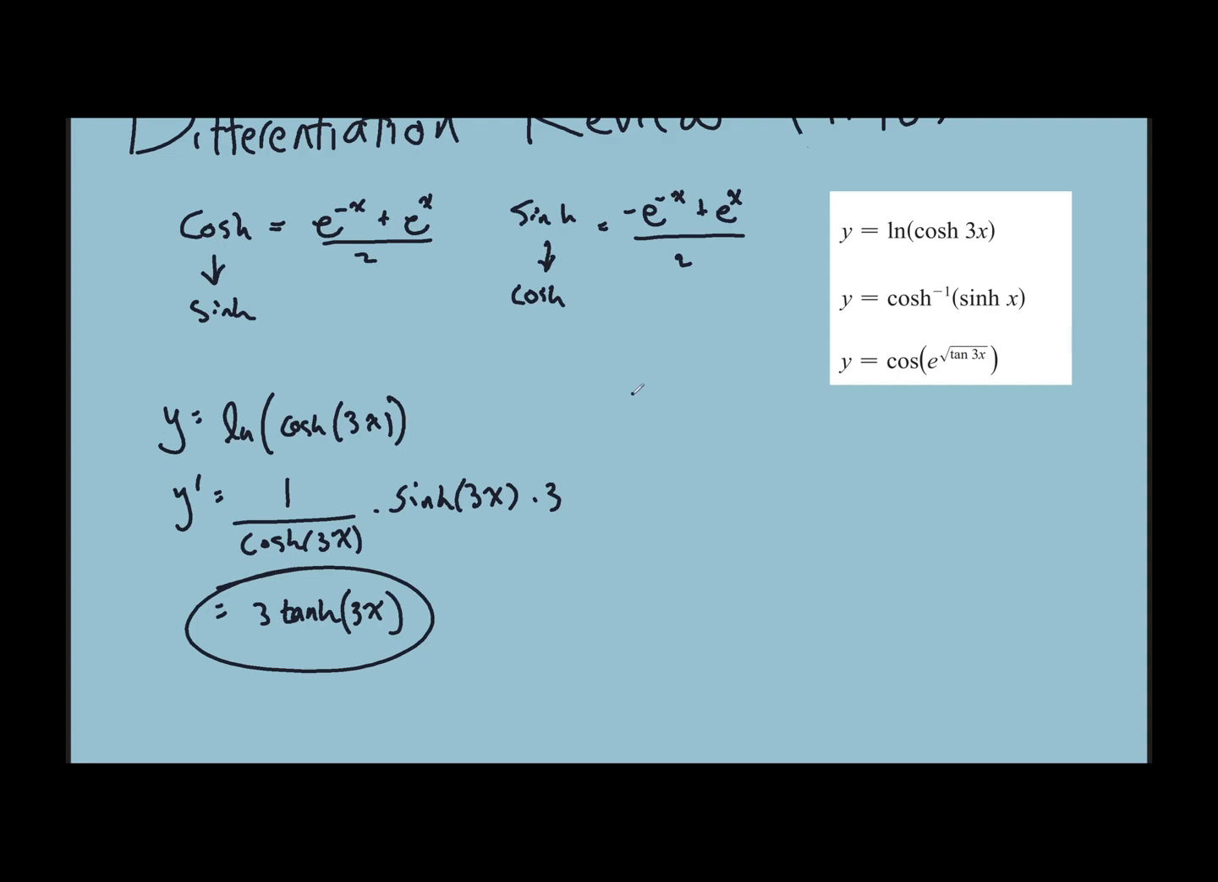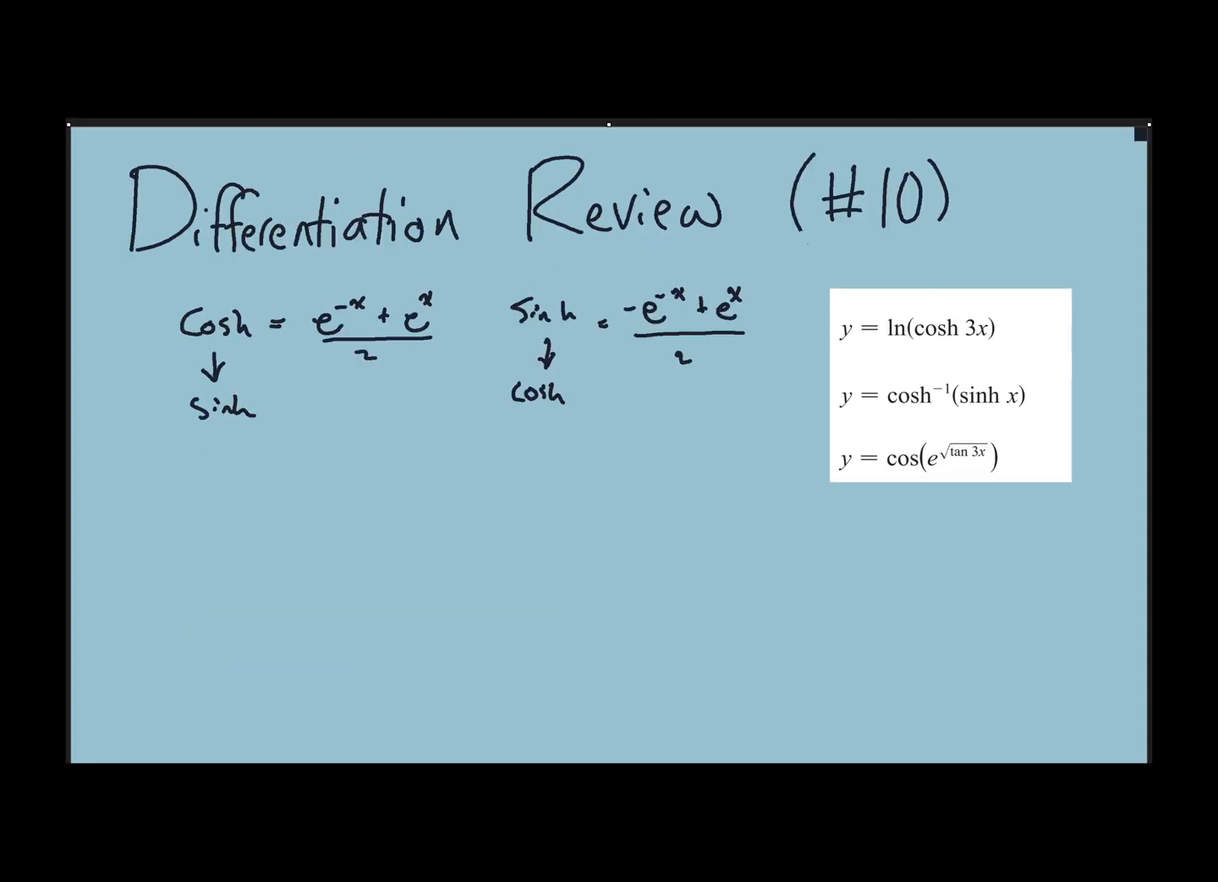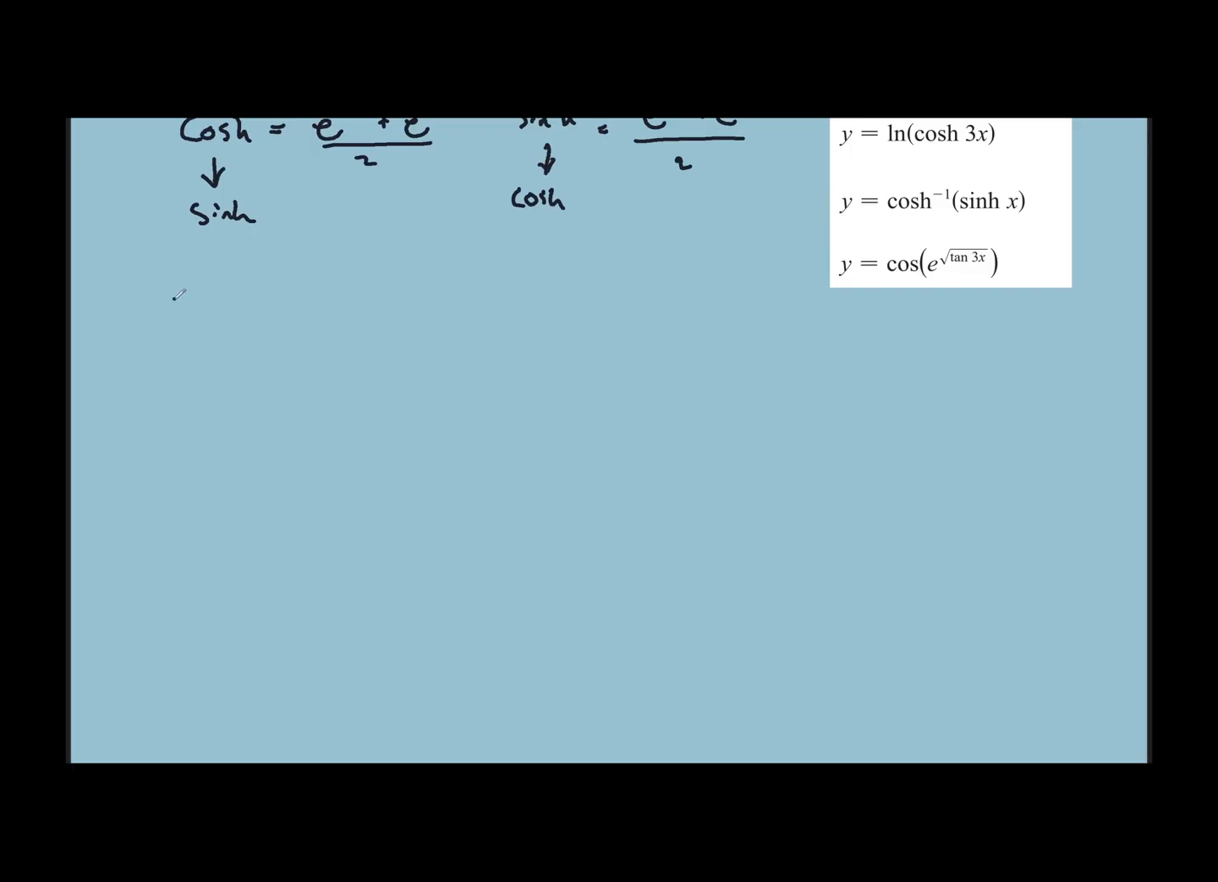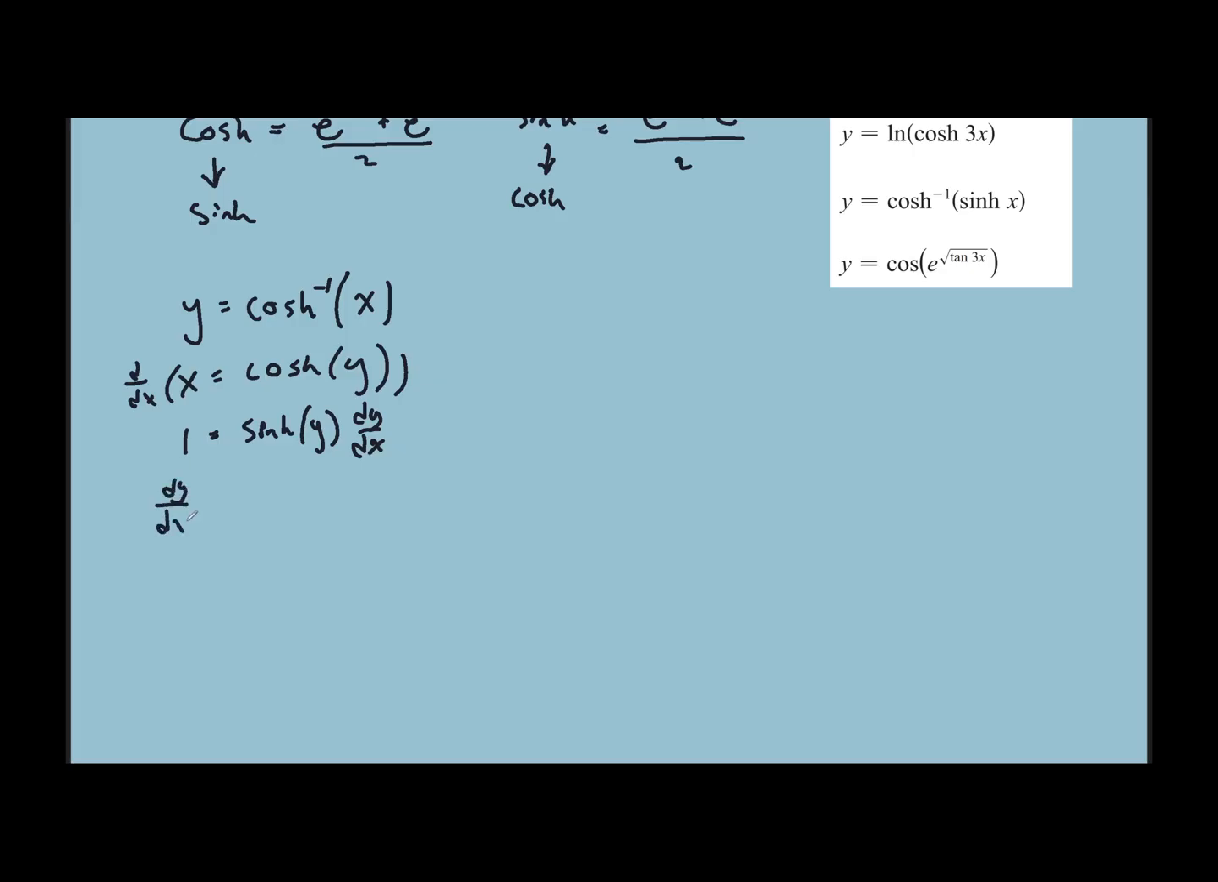No big deal. The next one uses arc hyperbolic cosine. That one might be a little harder. Should we give it a try? If I have y equals the hyperbolic arc cosine, let's do it by itself like this. That's the same as saying x equals the hyperbolic cosine of y. And if I want to take the derivative here with respect to x, what are we going to get? 1 equals the hyperbolic sine of y times dy dx. And that leads us into dy dx equals 1 over the hyperbolic sine of y.